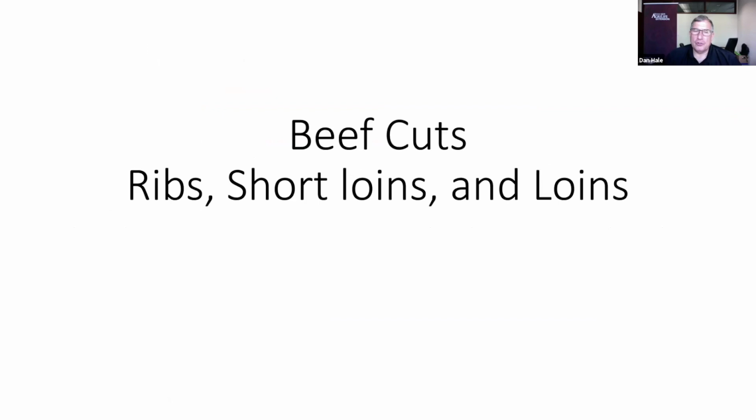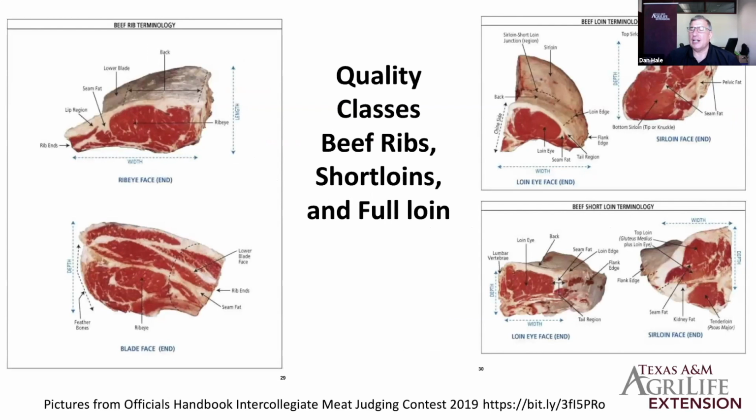All right. I think now what we'll do, because of timing, is go ahead and move into cuts and look at some cut classes here. But notice that these cuts have the 12th rib cross section, and that's why they're called quality cuts, because they have that 12th rib cross section.